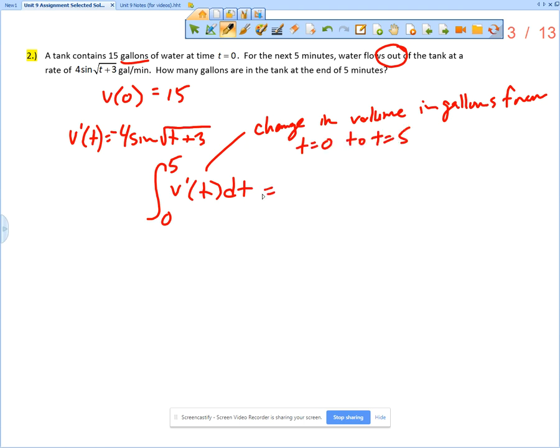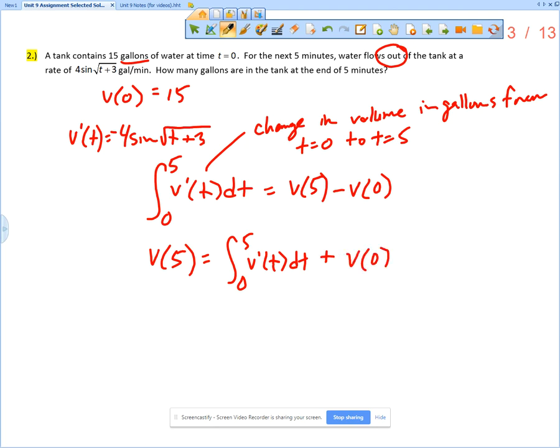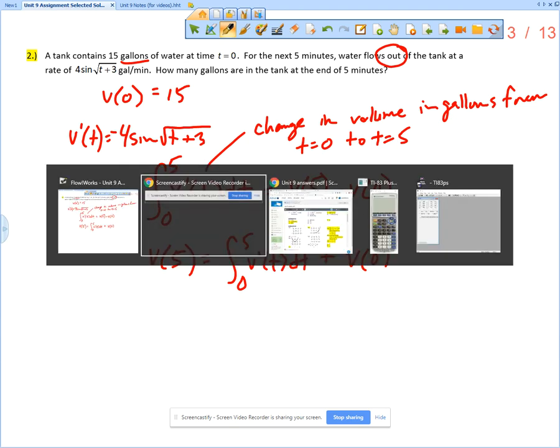So what does that mean? It means that this integral is equal to V of 5 minus V of 0. In other words, V of 5, the volume in the tank at 5, is equal to the integral from 0 to 5 of V prime of t dt plus V of 0. V of 0 is how much was in the tank initially, and then we are adding on the change. In this case, we expect the change to be negative. So now let's go ahead and calculate.